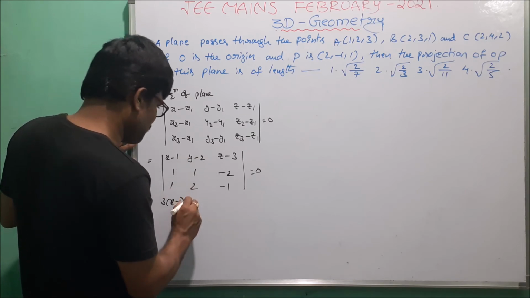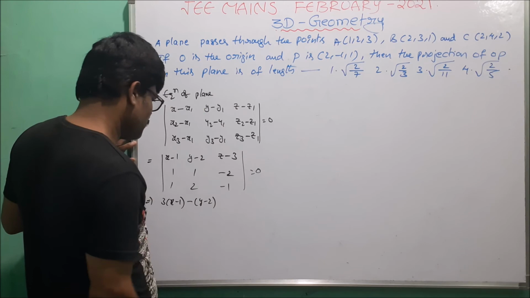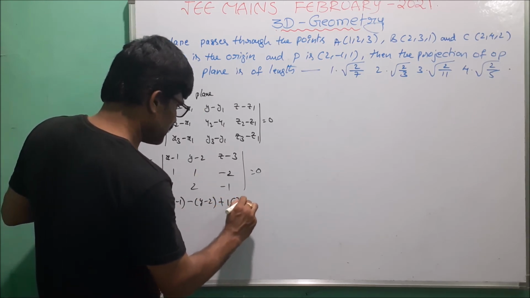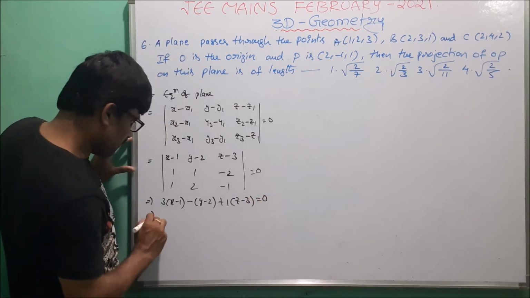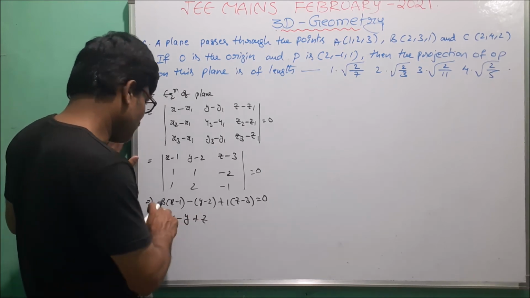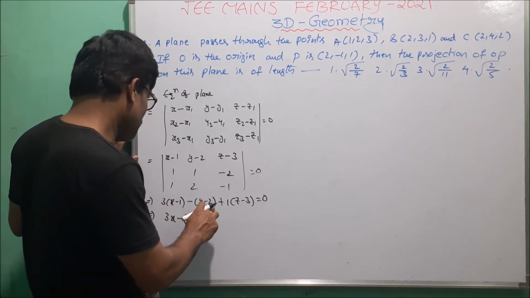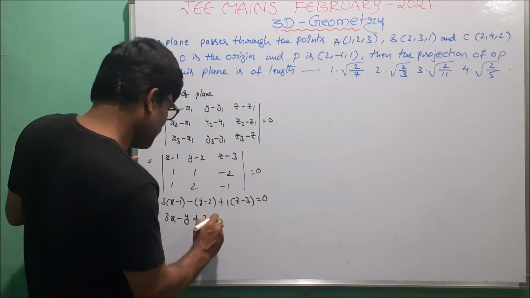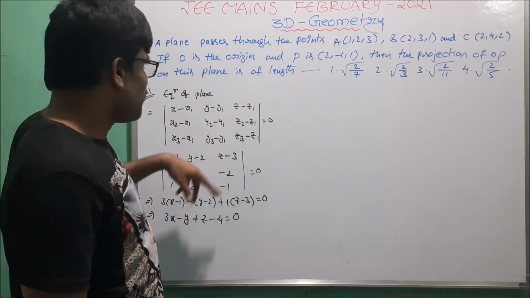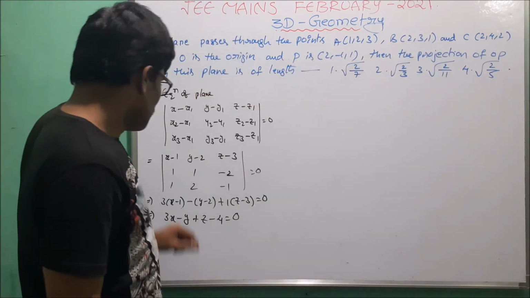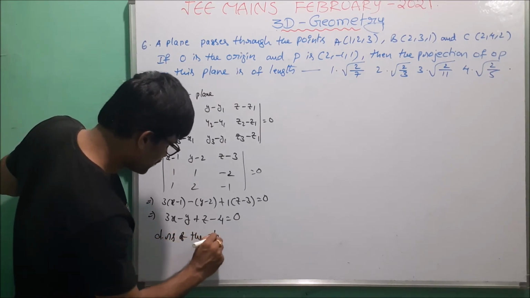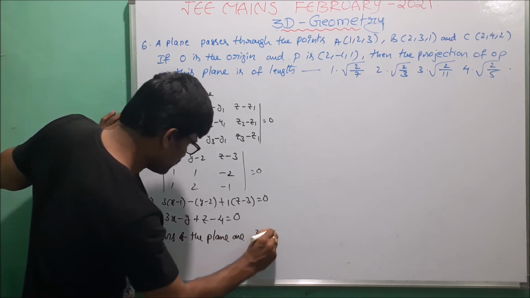So plus 1, that is minus of y minus 2. Similarly in that 2 minus 1, 1. So plus 1 into z minus 3 equal to 0. Now here we write 3x minus y plus z, the constants. This is minus 3, this is plus 2. Minus 1, minus 1, minus 3, minus 4. So this is the equation of the plane passing through the given 3 points. Now the DRs of the plane are 3, minus 1, 1.